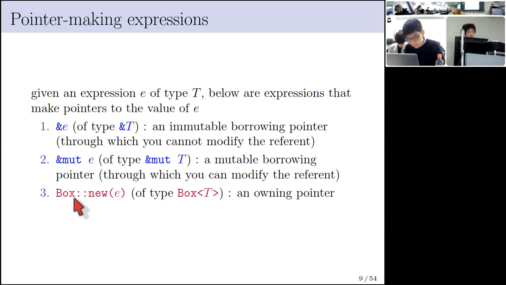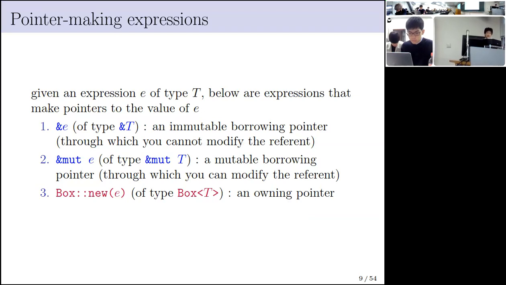And this is the way you can make an owning pointer. So Box::new(e) makes an expression of type Box<T>. Well, obviously, this makes an owning pointer to the value of this expression. So these are mostly for setting the context. Nothing is profoundly difficult so far.